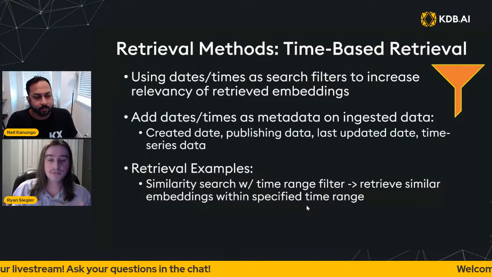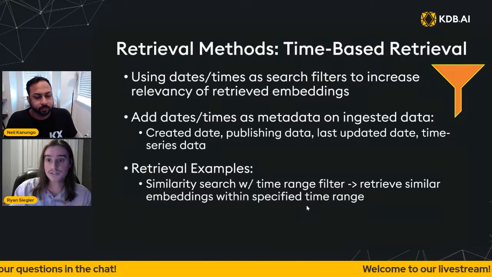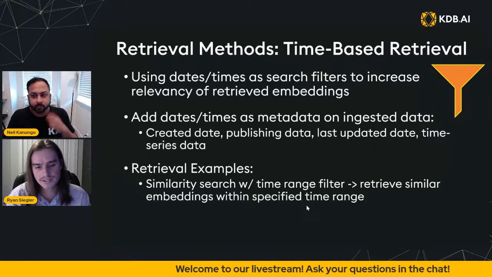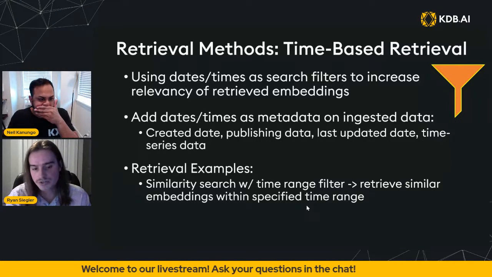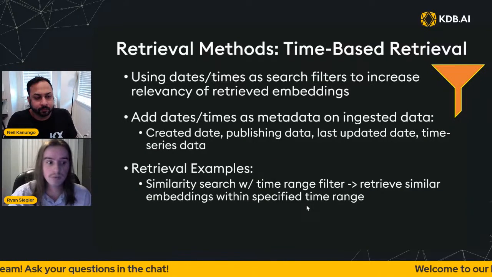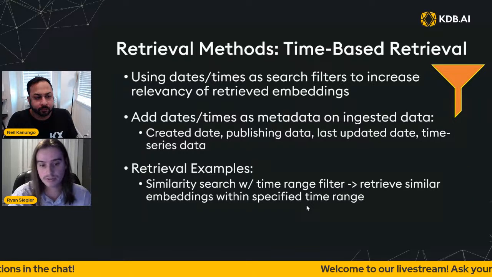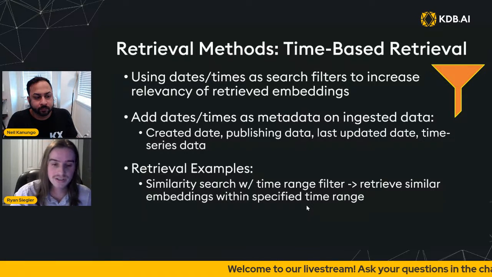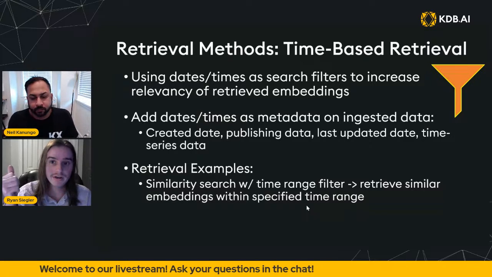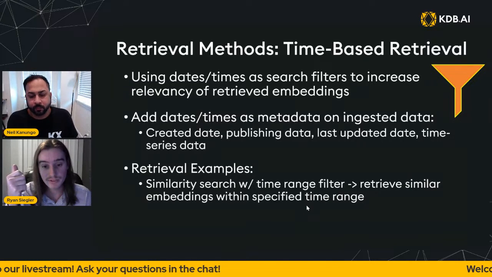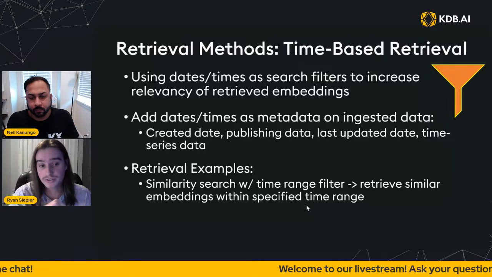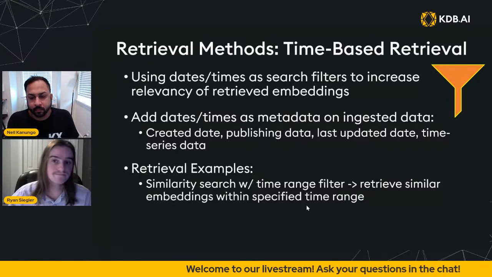So this is a really powerful way that I've seen that you can get the most recent embeddings, for example. And I think this is pretty interesting because you could even use this to weight the importance of different embeddings. So if I want to give a little bit of a higher weight to embeddings that are more recent, then that's one way we could do this. So time-based retrieval, using metadata to do some pre-filtering before we're doing our vector search on our vector database.